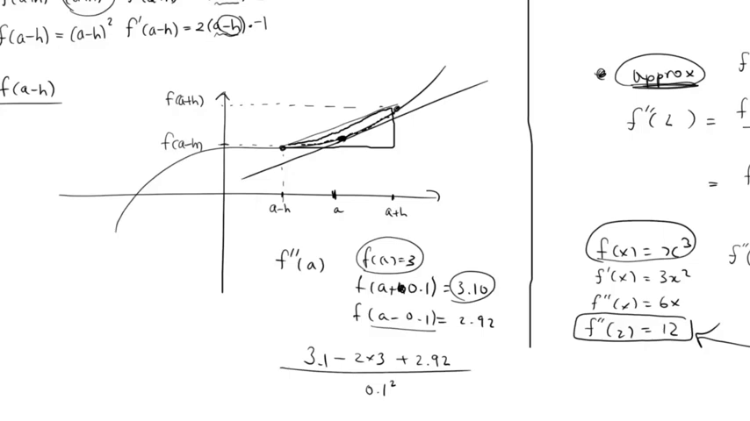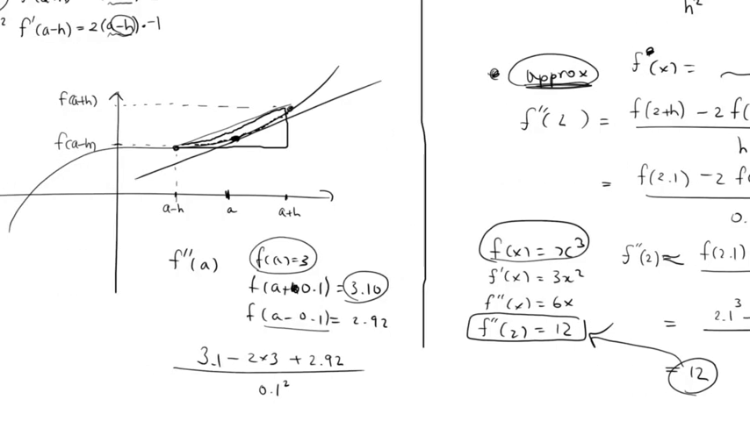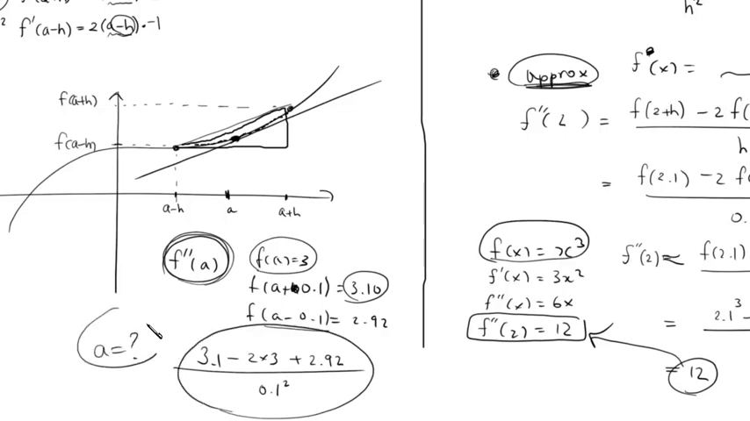Let's just double check with this formula. If you look at it, it's the plus one, the neutral one, and the negative one, over 0.1 squared. Yeah, that's right. So that's how you approximate this. We don't even know what a is, but you don't have to know. What it says is just approximate f double dash of a, and that's given by this one. You don't have to know what a is.